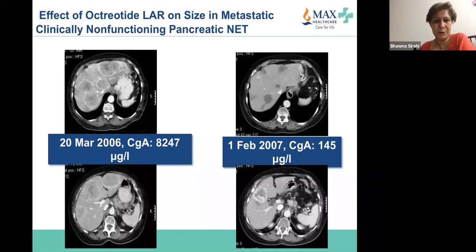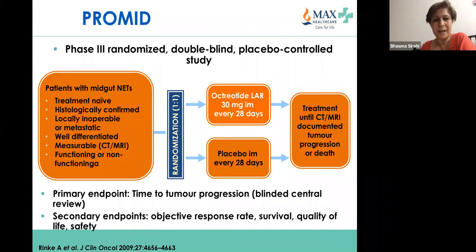In this slide, you can see from 2006, 2007, there is excellent downstaging that has happened. But again, this is very rare. This is not the norm. PROMID, I think I will discuss PROMID and then we will stop, because otherwise I think it will be overload for you guys as well. And we'll maybe take some questions. One more question is there.